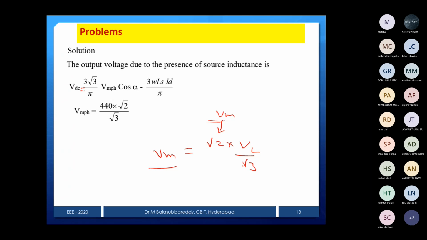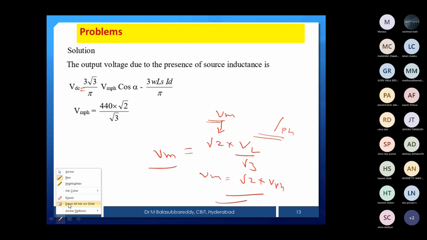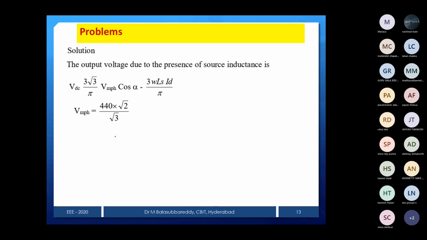Suppose they mention in a problem the voltage per phase. Under that condition, we use Vm is equal to root 2 into phase voltage. In that case, don't divide by root 3. You must take care, otherwise all your answers will go wrong. If you don't divide by root 3, or if you divide by root 3 unwantedly, all the other sub-problems will get wrong answers. That's why you take care of this. If it is given line to line voltage, then root 2 by root 3 you have to use.